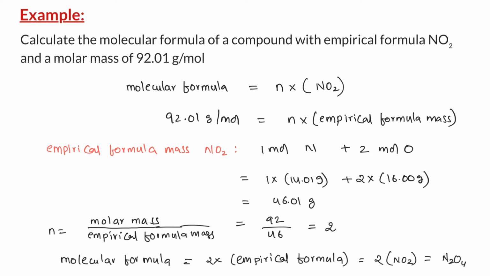Therefore, the molecular formula is equal to 2 times the empirical formula, that is 2 times NO2, and the molecular formula is N2O4.